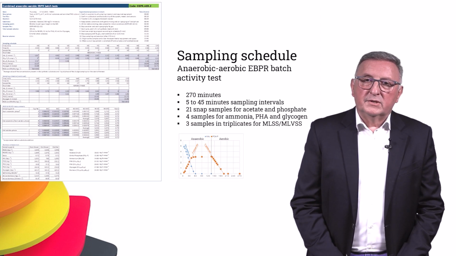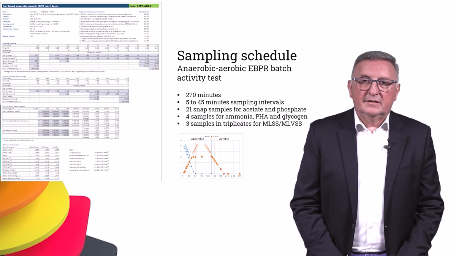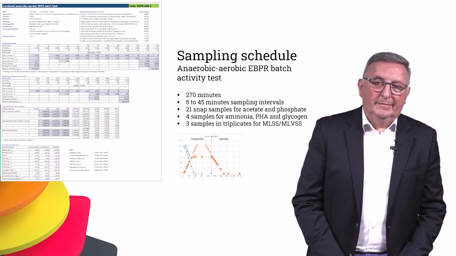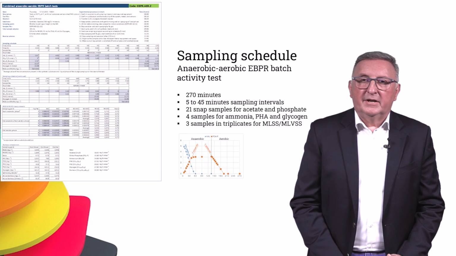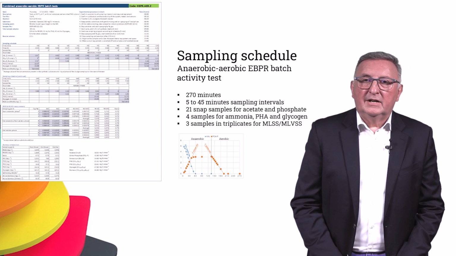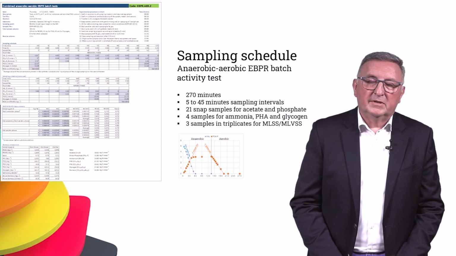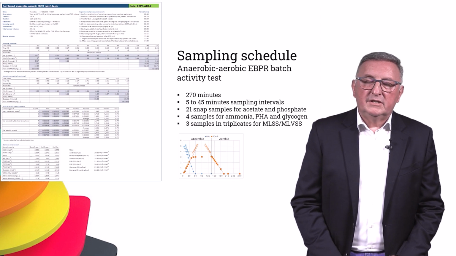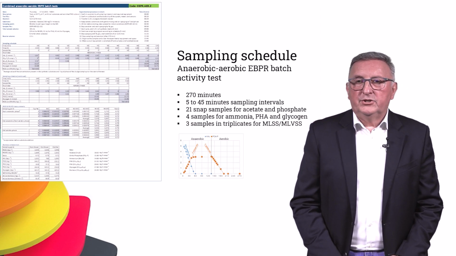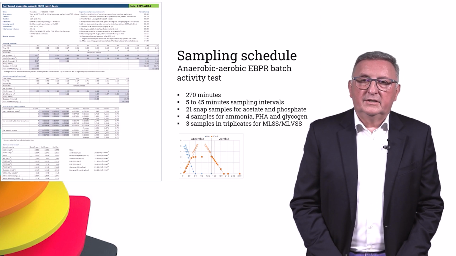We also took 4 samples of ammonia, PHA, and glycogen, because these parameters are also interesting for the test, but PHA and glycogen are parameters that you don't need to sample every 5 minutes. You can sample them at the beginning and at the end of the test, because in this particular case we were not interested in the dynamics of PHA and glycogen, just in the total consumption or production of these parameters during the test.